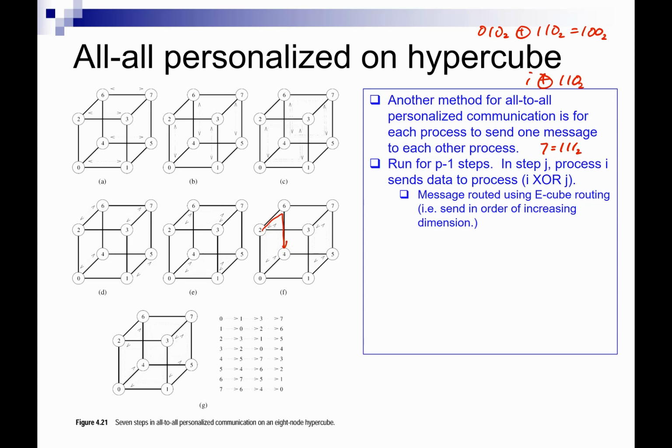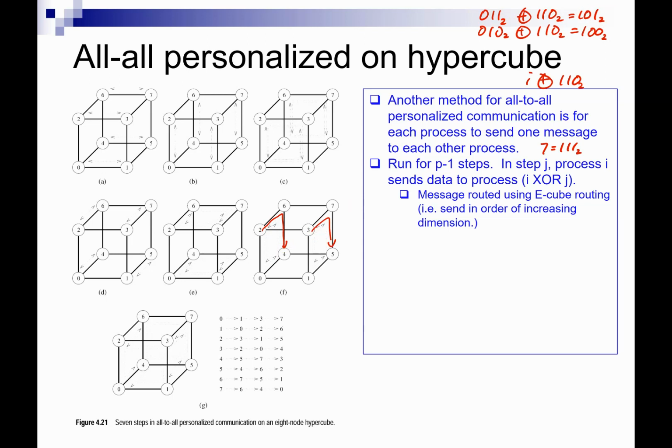And then let's say, for example, 3. 3 would be 011, XOR 110 would be equal to, what do we have here? 101, which is 5. So then 3 would be sending to 5, like that.